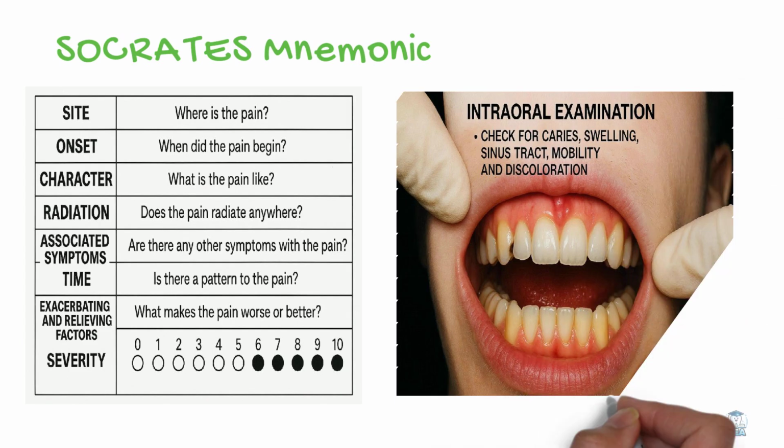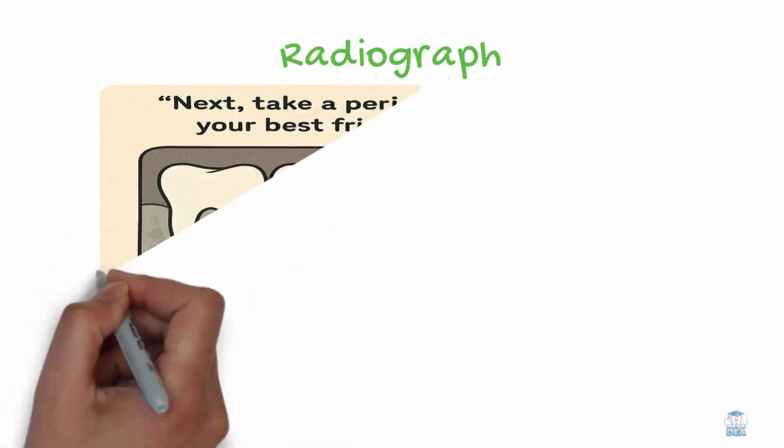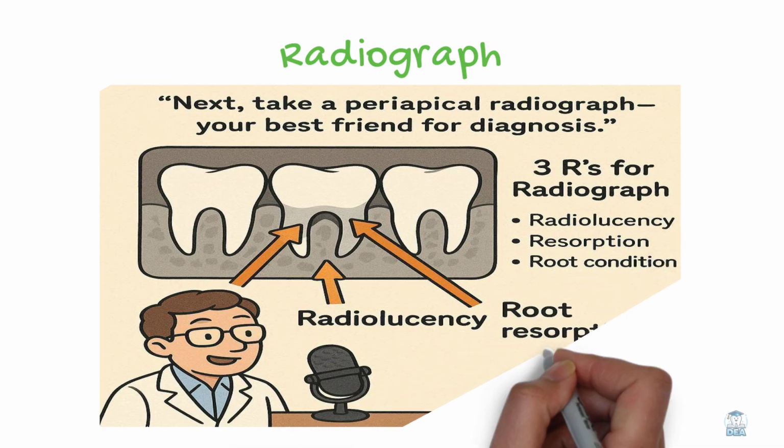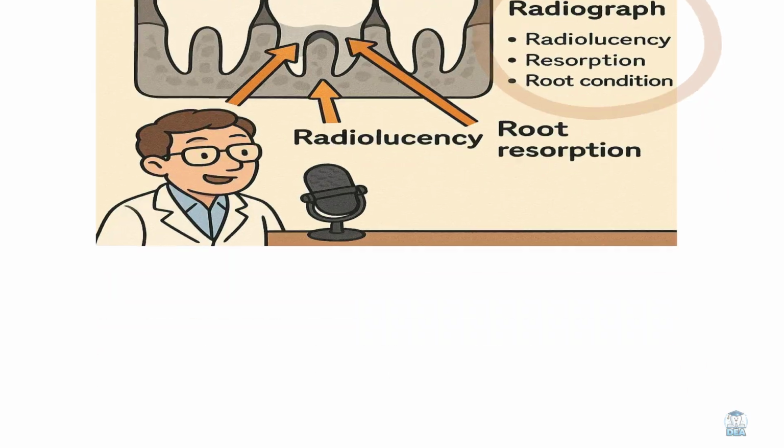Then perform intraoral examination. Check for caries, swelling, sinus tract, mobility, and discoloration. Next, take a periapical radiograph, your best friend for diagnosis. Remember the 3 R's for reading your X-ray: radiolucency, resorption, and root condition.